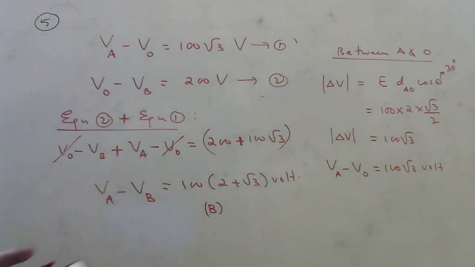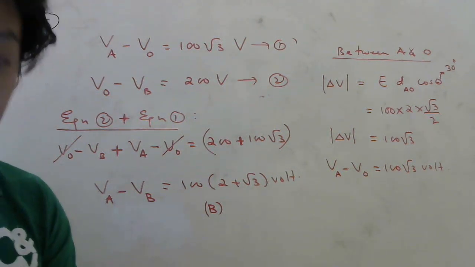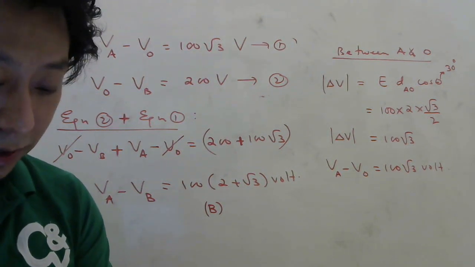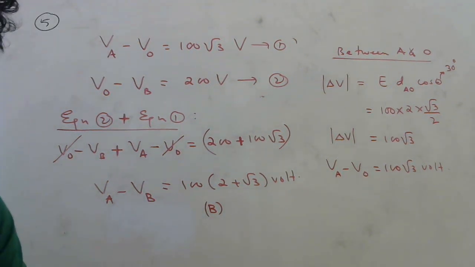Okay, let us now see question number 6. This one we have done already. They have given you potential as a function of distance. You have to find the electric field at x equals 2 meters. So if you look at yesterday's video, you will be able to answer easily.